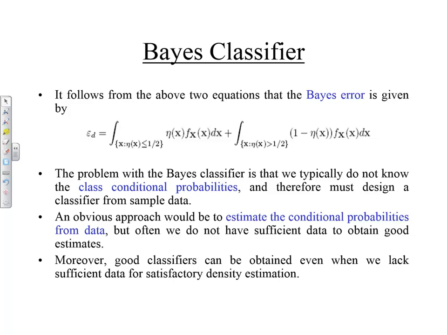Now the problem with the Bayes classifier is that we typically do not know the class conditional probabilities. And therefore we must design a classifier from sample data. An obvious approach would be to estimate the conditional probabilities from data, but often we do not have sufficient data to obtain good estimates. Moreover, good classifiers can also be obtained even when we lack sufficient data for carrying out density estimation. So let's see how we do all of those things.